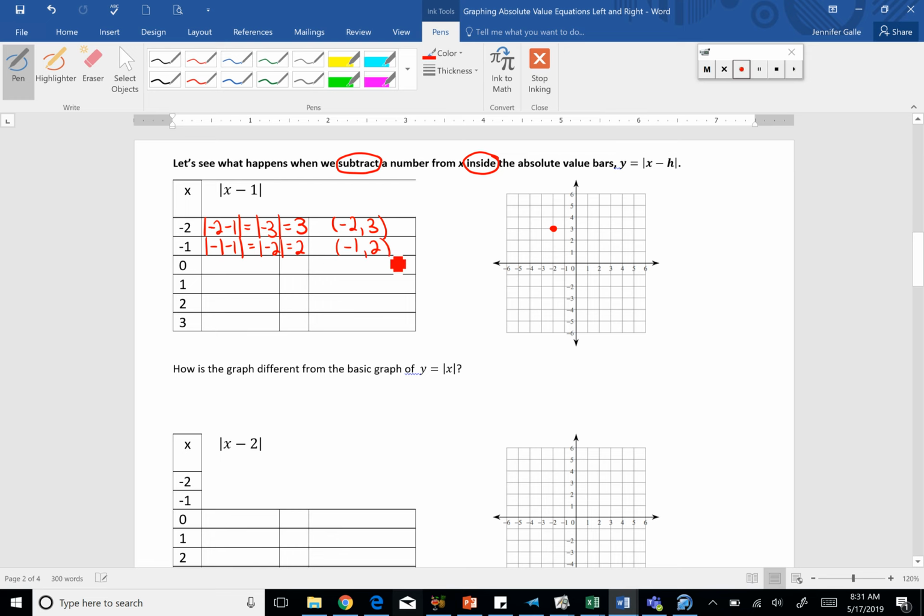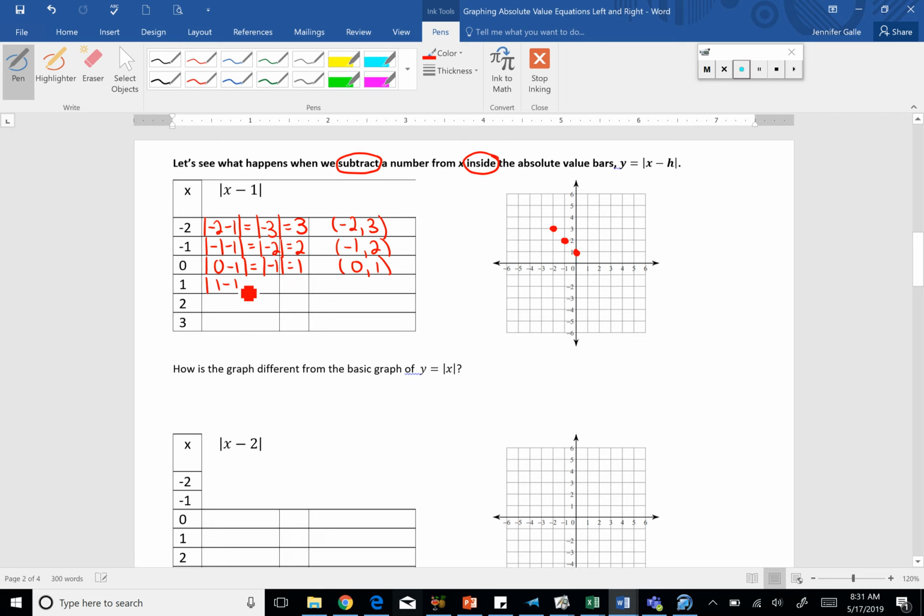-1, 2. And again, we're just using the table to verify what we have a pretty good feeling is going to happen. If adding 1 made it go left, I think it's a pretty good guess that subtracting is going to go right. And we saw that when we graphed our lines too.